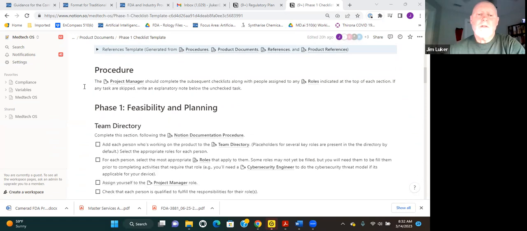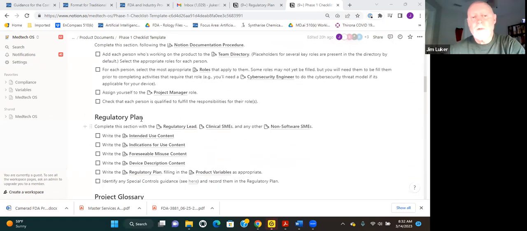When we get to the point in phase one where we need to do a regulatory plan, it'd be the regulatory lead who's going to do the plan or lead the plan. We might need a clinical person, potentially a software person involved too. But this is kind of an origin document for the regulatory perspective and the strategy that's going to be employed to guide the regulatory portion of the project. So let's go to the plan.